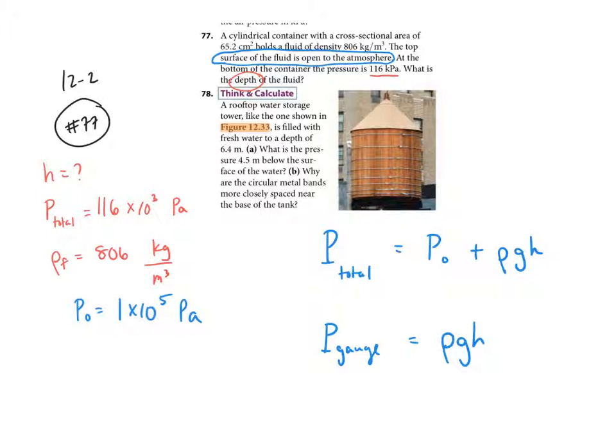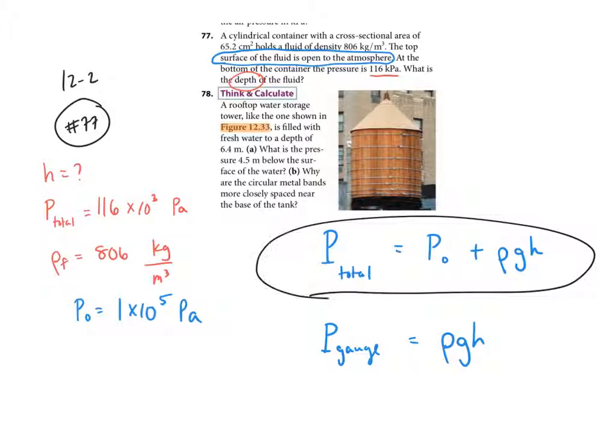You're told that it's open to the atmosphere. Which one? Yeah, we're going to use total. We're literally told in the problem that the atmosphere has an effect on it, so we have to consider the atmosphere. We know the total pressure is here, we can write that in here. We know atmospheric is a constant. We know the density of the fluid is 806. We know gravity. Solve for H. Everything in that formula is given except for H, the depth of the fluid.